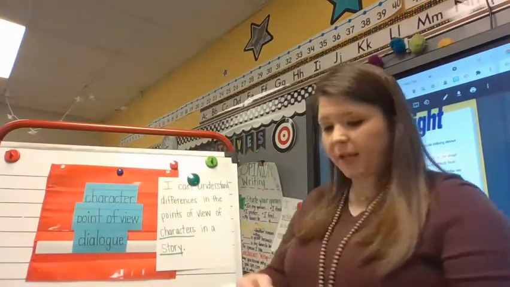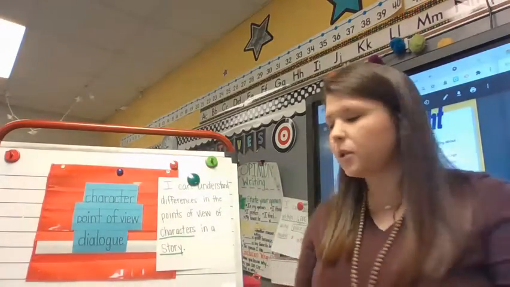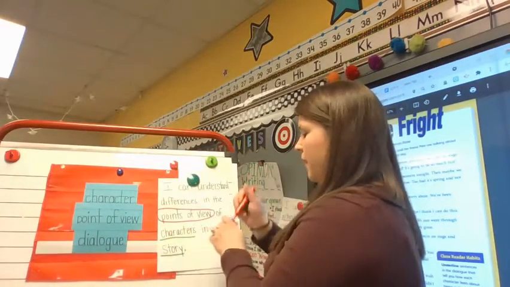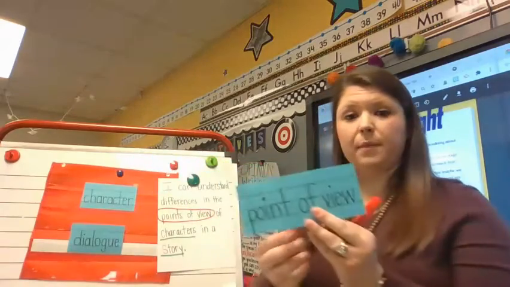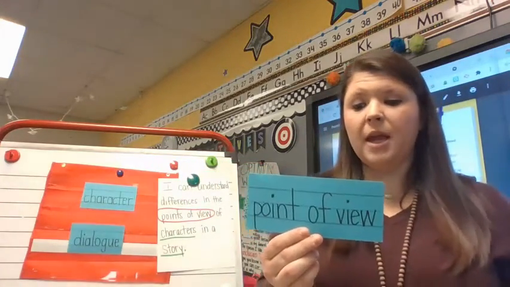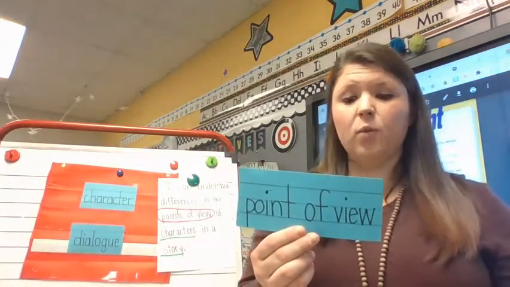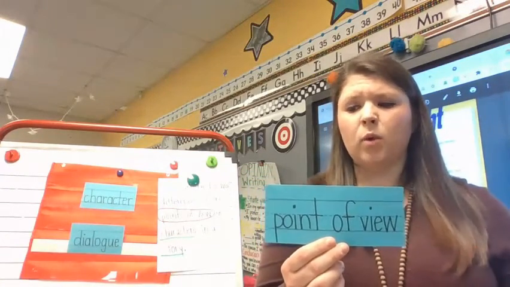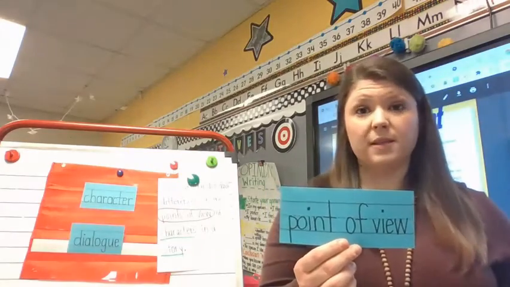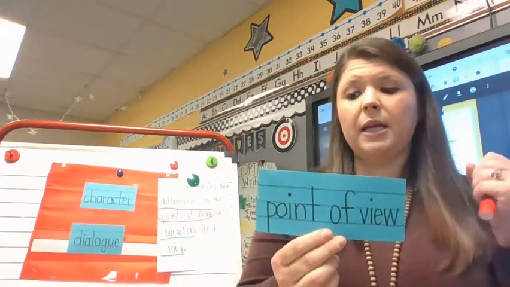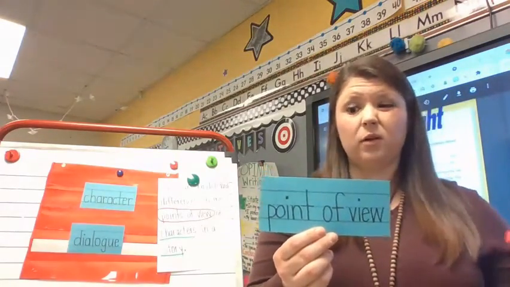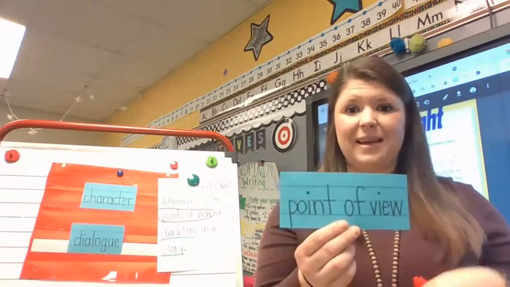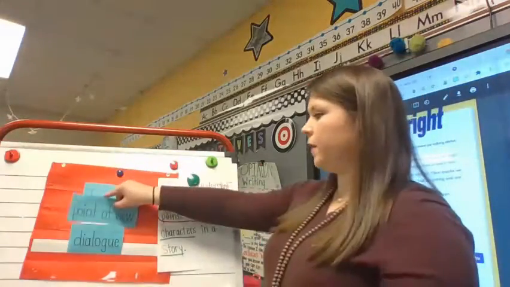Now, there are a couple of things in here that are new to us, so let's look at these things. Point of view, okay? Point of view is something that we've been learning this week. It is the perspective from which a piece of text is written. The perspective is how someone thinks or feels and the actions that they take. So we're thinking about how someone thinks, feels, and the actions that a character has in a text. That is the point of view.